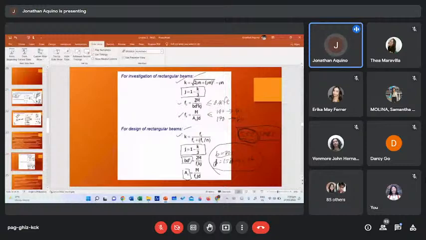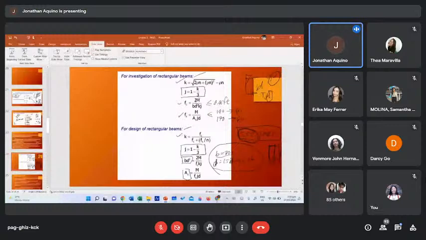Because as the depth increases, the lever arm of our beam gets larger. So when the lever arm increases, in our formula, the lever arm, jd, is directly proportional to the moments. So the moment in steel is T times jd, the moment in concrete is C times jd. Meaning, as the beam grows deeper, the capacity of our section increases.